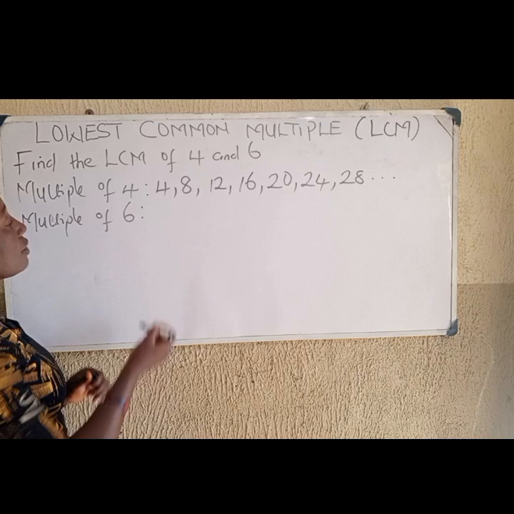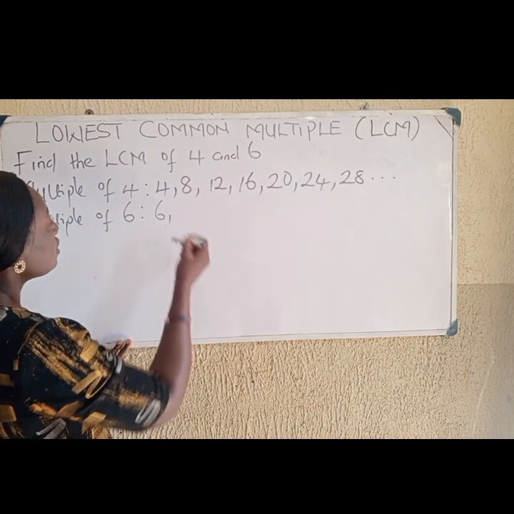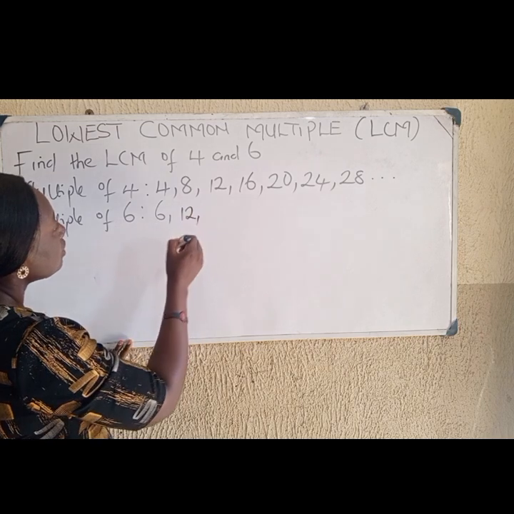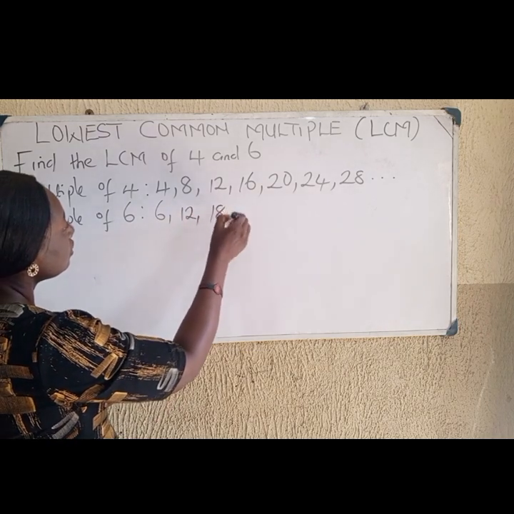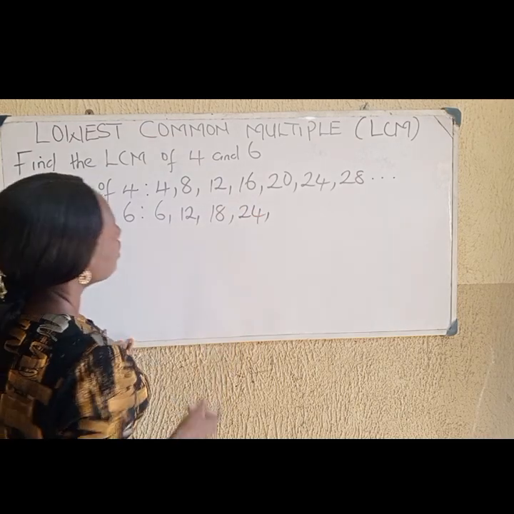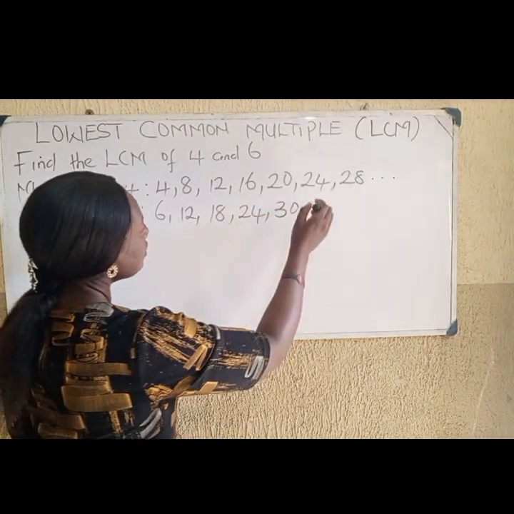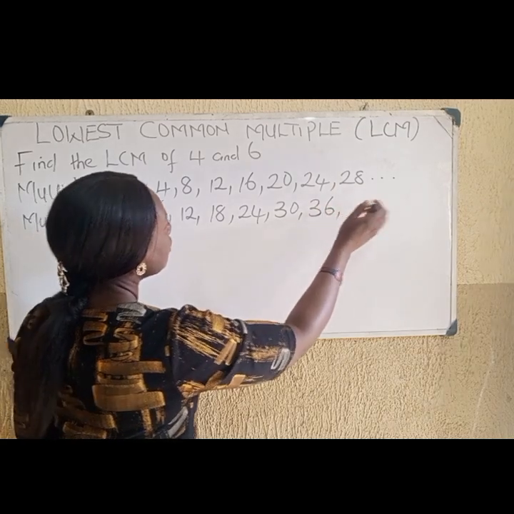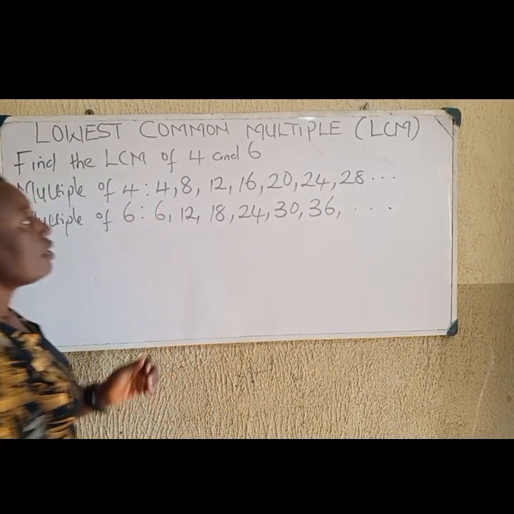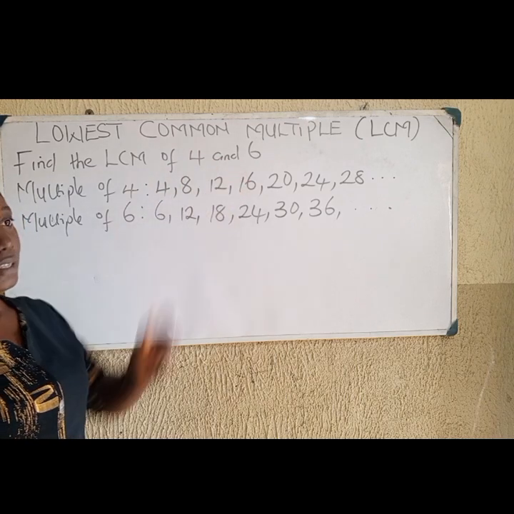And they are 6 times 1, 6. That's how to generate the multiples. 6 times 2, 12. 6 times 3, 18. 6 times 4, 24. 6 times 5, 30. 6 times 6, 36, and so on. Now we have found the multiples of 4 and 6.